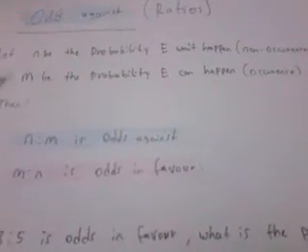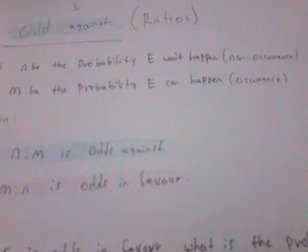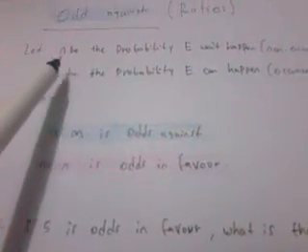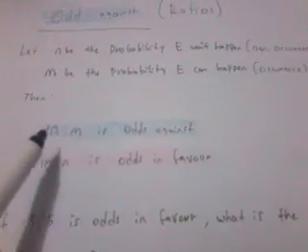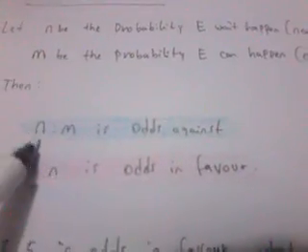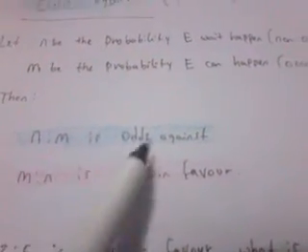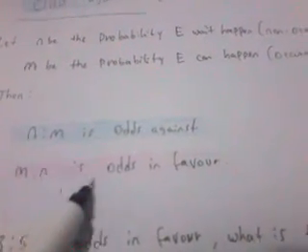So let n be the probability that an event E won't happen, sorry. So n, like for something negative, so it won't happen, so that it would be the non-occurrence. And then m be the occurrence of E. Okay. So then the ratio of m to n, meaning not happening to happening, is odds against. And happening to not happening is odds in favor.